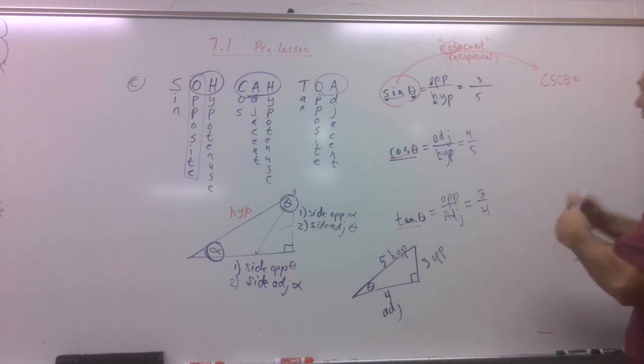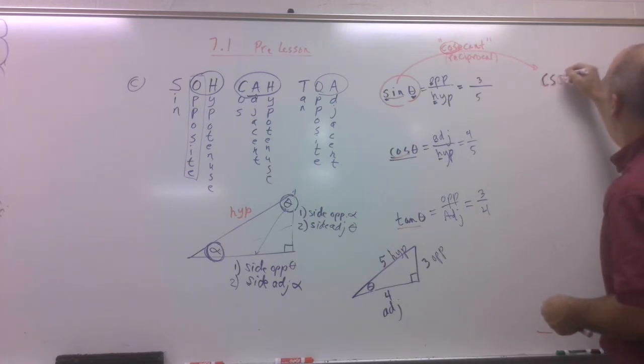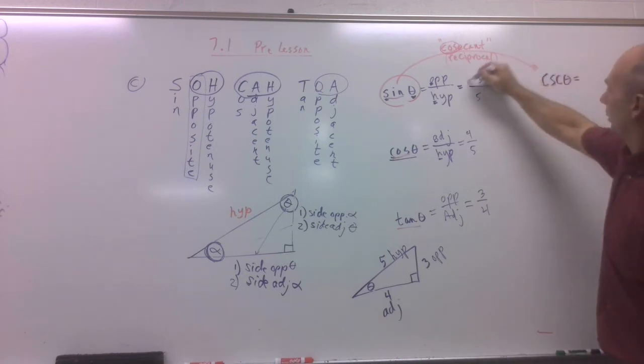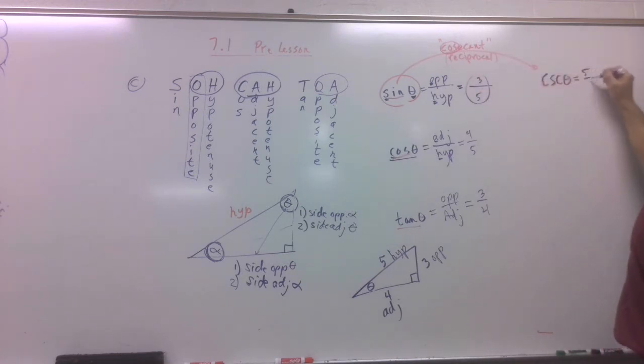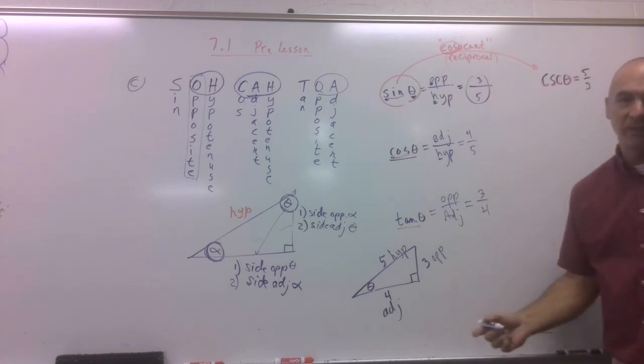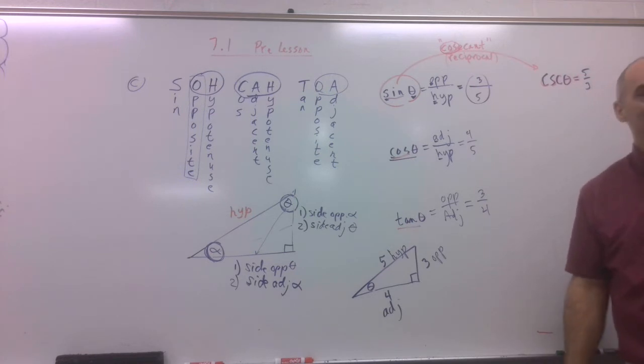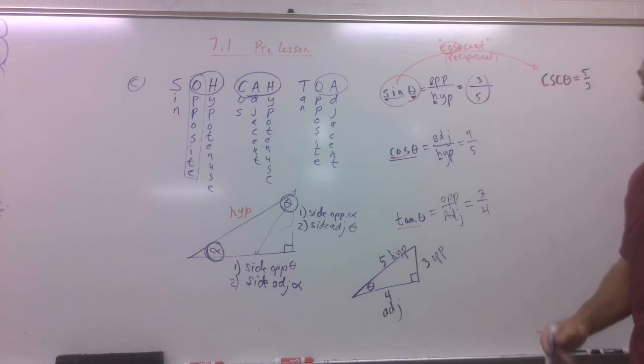Okay? I'll make that darker. It doesn't show up very well in red. So I've already told you it's the reciprocal, so we're just going to flip that, 5/3. So the math is easy. You just flip sine. You just have to memorize that cosecant is the reciprocal of sine.